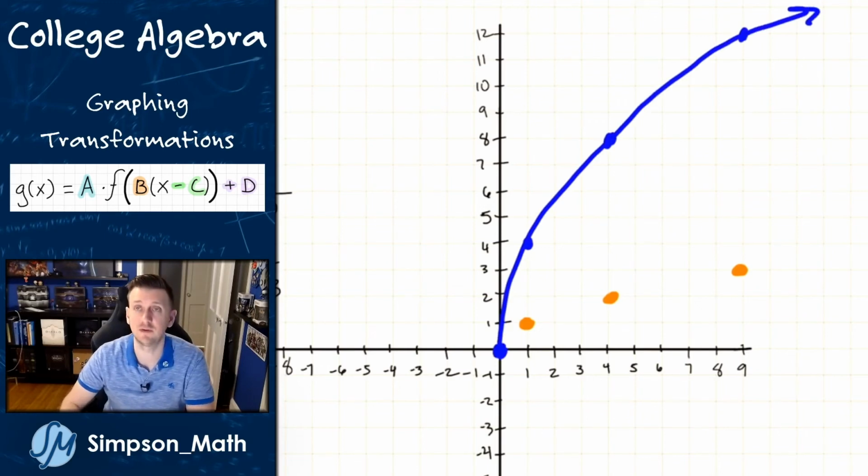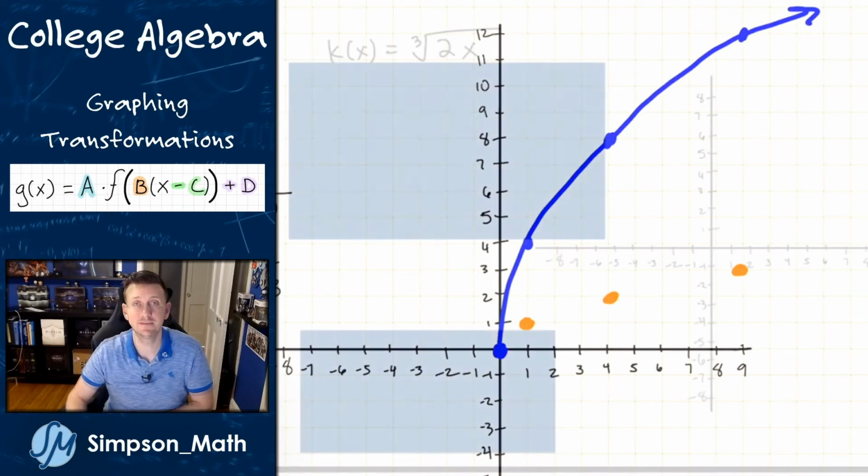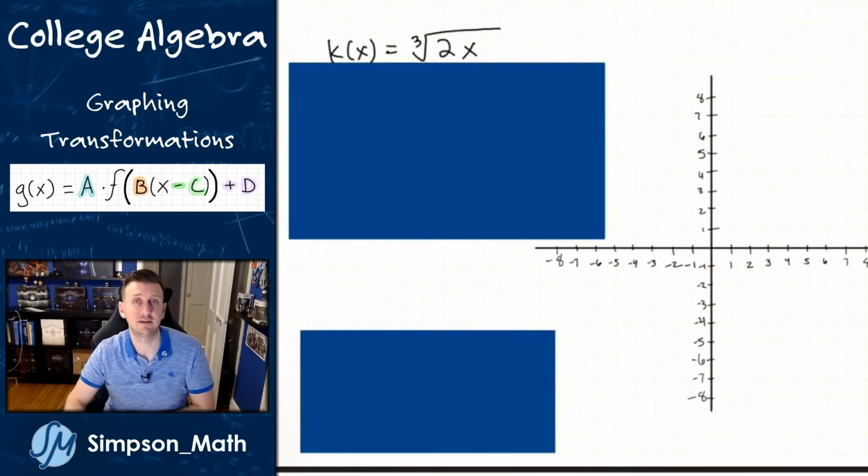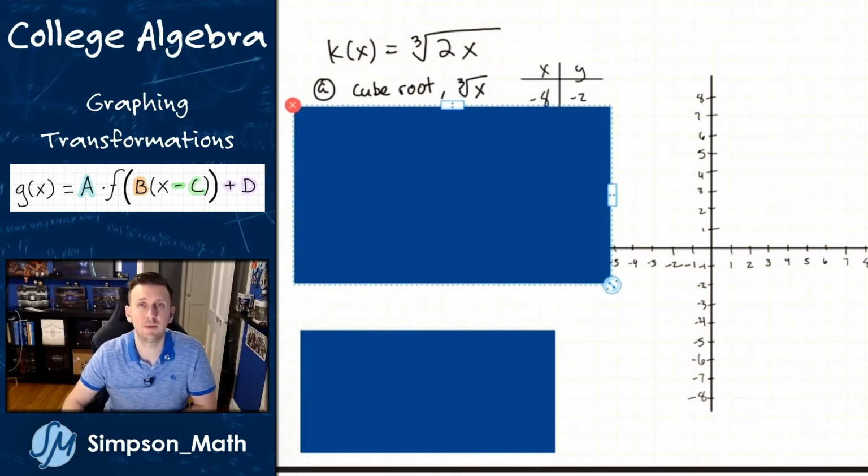And there's the square root function, or there's a function for square root of x. All right, so now we have k of x is equal to the cube root of 2x. Now, first up, what's the parent function? It's the cube root. Cool. But what is that 2?